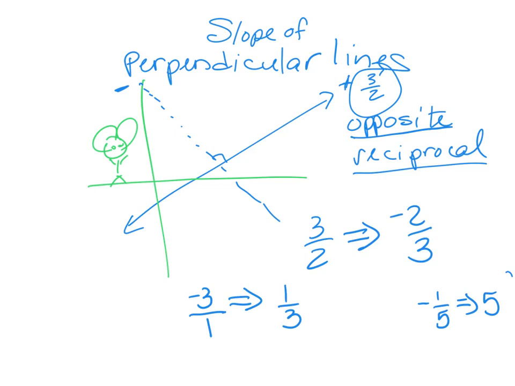So make sure you do two things. The biggest mistake made with perpendicular is that they flip it or they change the sign, but they don't do both. That's the biggest mistake I see on papers, okay? So if you can do two things, you're good.